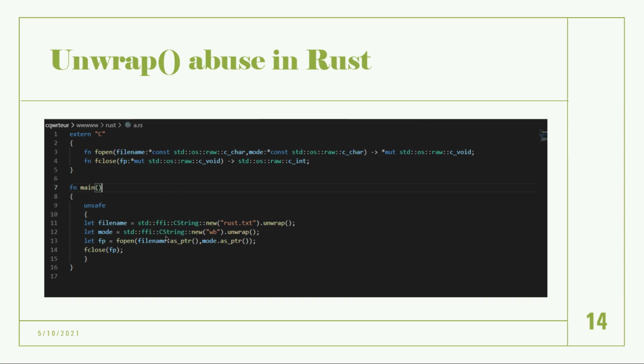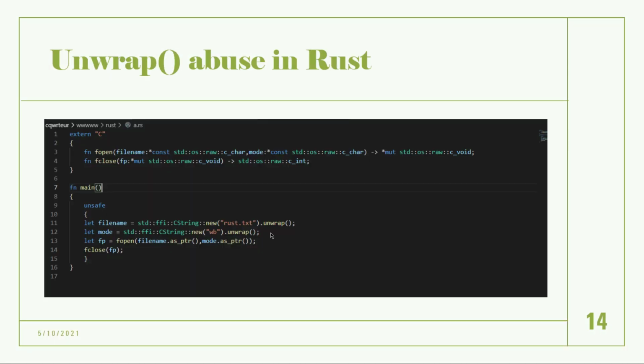And about the unwrap abuse, I think the Rust standard library API is designed very poorly, like the FFI API. It's a very poor API. Okay, here what I did is just use fopen and fclose. I want to see what's happening here. So I just wrap fopen and fclose, and it just makes me wonder.